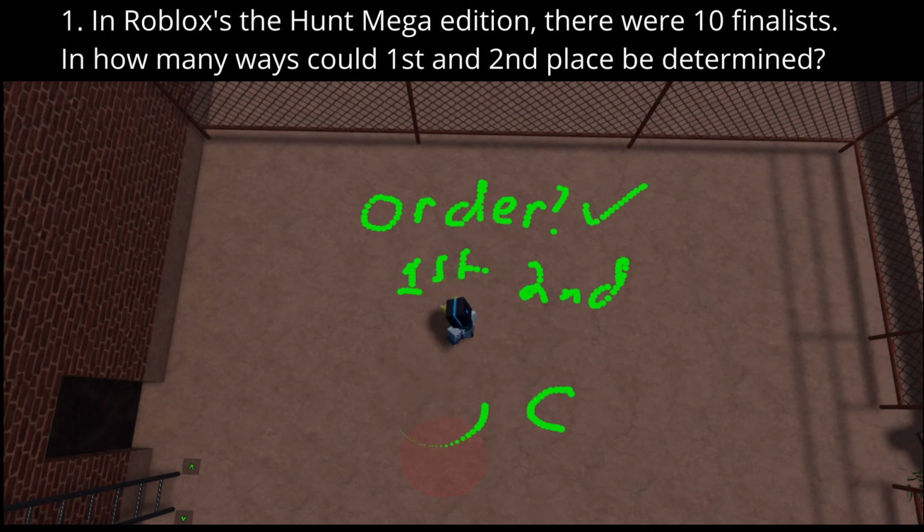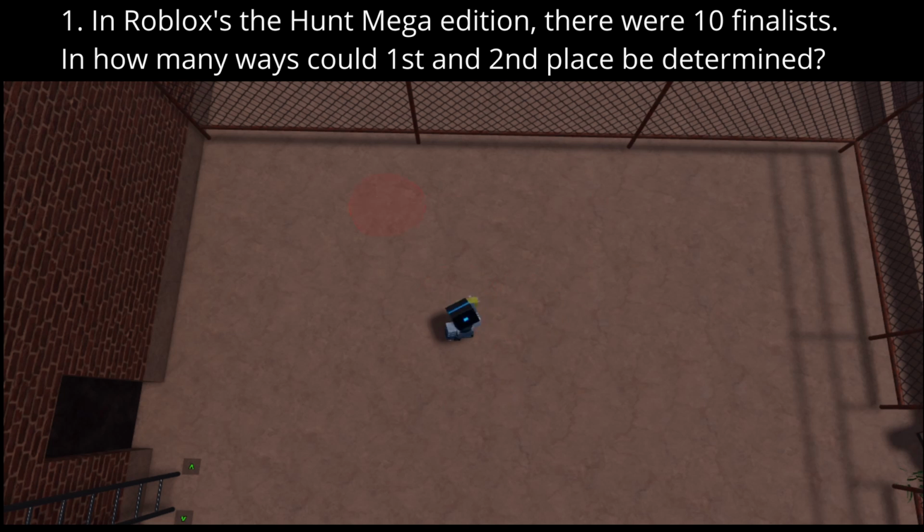So let's think about how to set up the permutation and solve for the answer. Remember, a permutation is n permute r, and let's think about what n and r are supposed to be. n is the number of objects you have. Here we have 10 finalists, so that's our n value. And then r is how many you're choosing out of those. Here we're choosing first place and second place. Those are 2 different positions. So that means we have 10 permute 2.